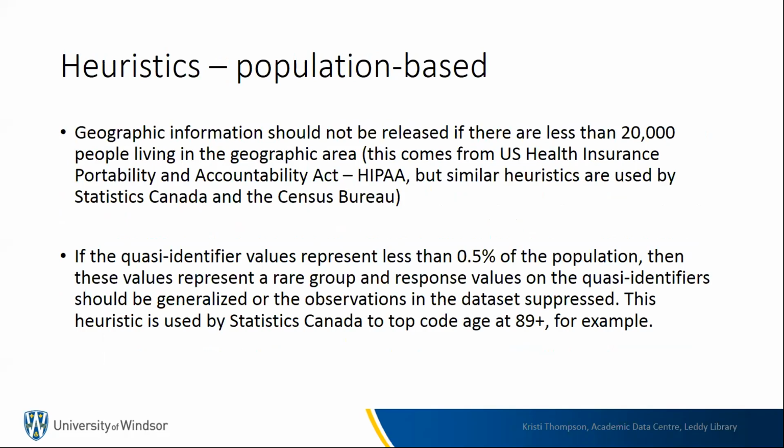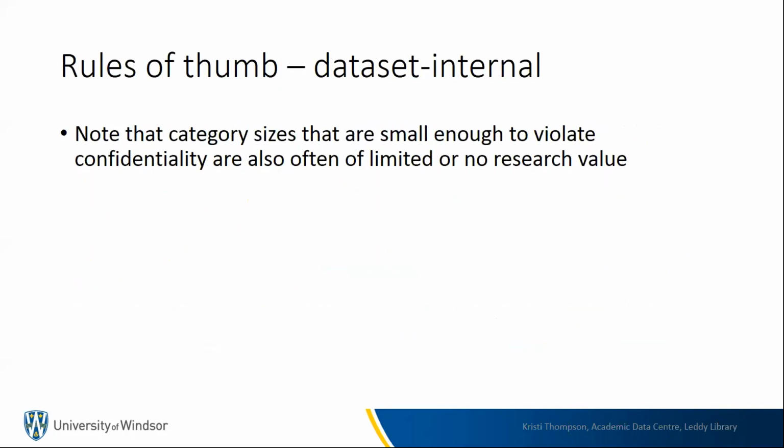Also, if the quasi-identifier values represent less than 0.5% of the population, then these values represent a rare group, and response values on the quasi-identifiers should be generalized or the observations in the dataset suppressed. This is the rule used by Statistics Canada to top code age at 89 in various public use datasets, for example. Note also that category sizes that are small enough to violate confidentiality are also of limited or no research value.